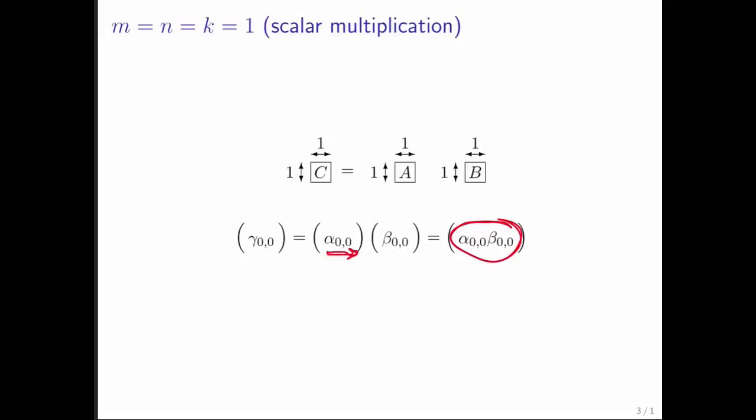Because remember, the 0,0 entry in C has to be computed as the dot product of the 0th row of A with the 0th column of B. The 0th row of A only has one element in it. The 0th column of B only has one element in it. And therefore you just end up with this scalar multiplication. So, you can now forget about scalar multiplication. You just remember how to do a matrix-matrix multiply, and the scalar multiplication is just a special case of that.